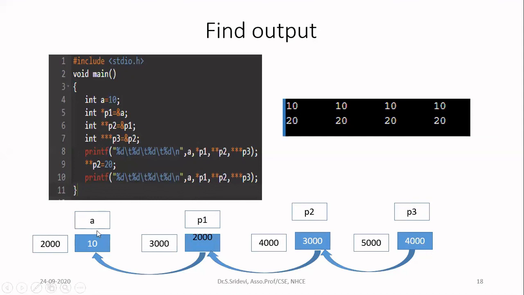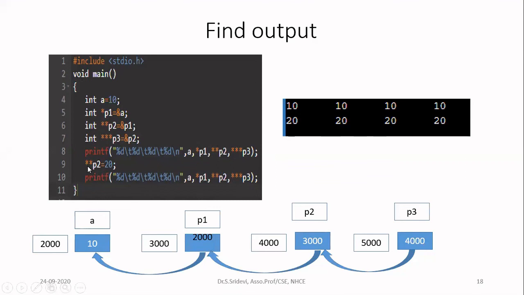If you want to access the same thing by means of p3, first by one star you will go to p2, with another star you will go to p1, and by the third star you will go to this a. So you have to write 3 stars to get the value through p3. In all the 4 ways I am printing the value of the variable a, that is nothing but 10 is printed.